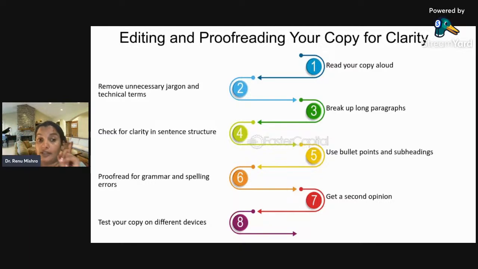Because this is very important. Sometimes what happens is that on your laptop, your Word document is opening, your PDF is opening, but when you submit your copy to somebody else, your PDF is not opening. And this has happened to me when I submitted my thesis.